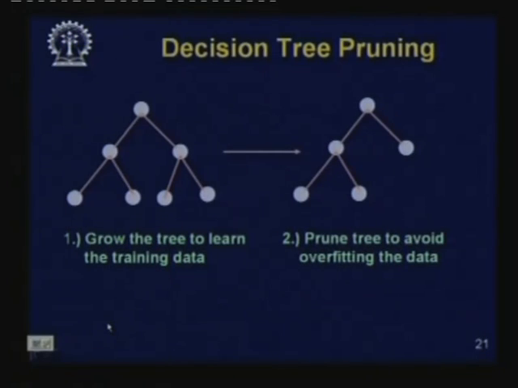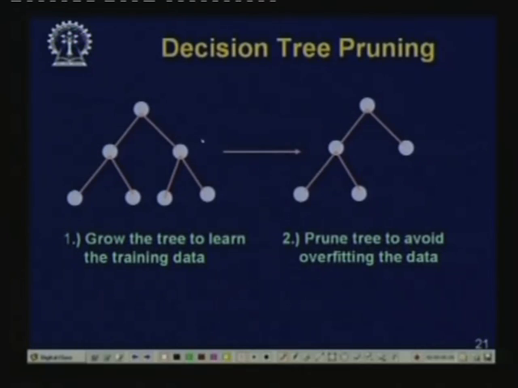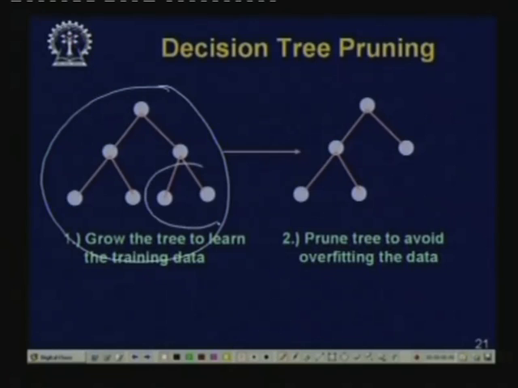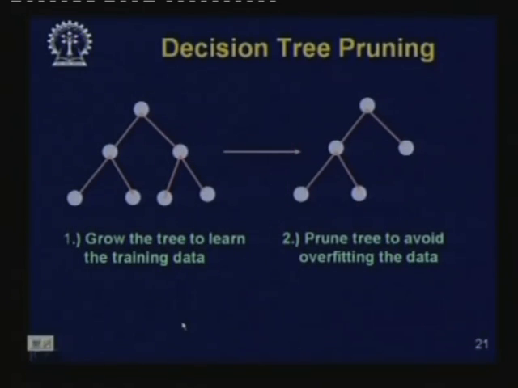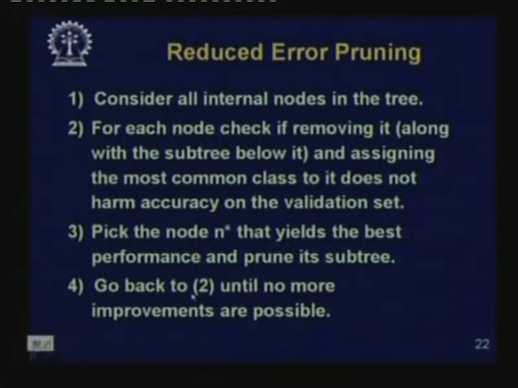In pruning, what we do usually is that we grow the tree to learn the training data, and then after growing the tree, we remove certain portions of the tree. So we prune certain portions of the tree, and so we get this new pruned tree. This is a pruned tree that we get, and the expectation is that the pruned tree will not overfit the data. So reduced error pruning is one of the techniques for pruning of decision tree.